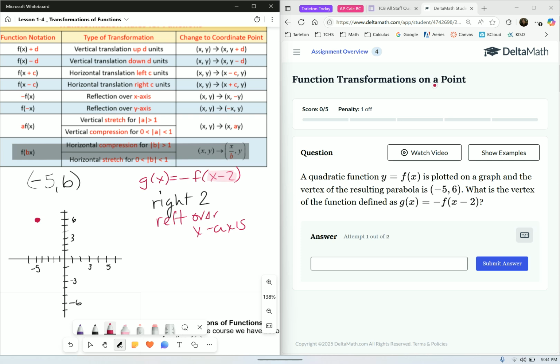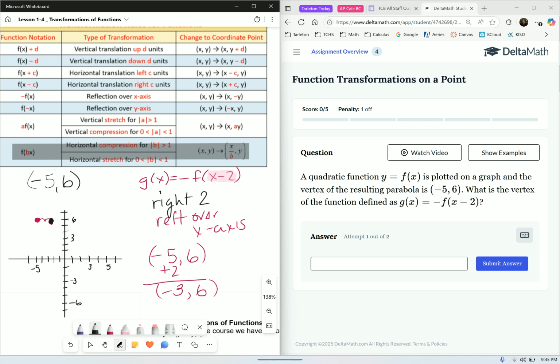So think about this, -5 and 6 is the starting point. If you go right 2, it affects the x, because it's horizontal movement. So -3, 6 becomes your new point. Let's see if that's true. If I go to the right 2, 1, 2, I do end up at -3, 6. Let's put it as a black dot.